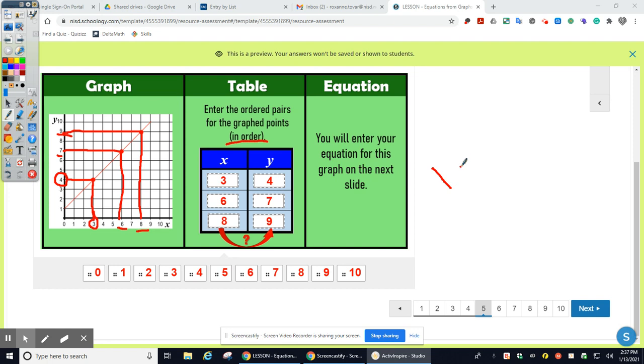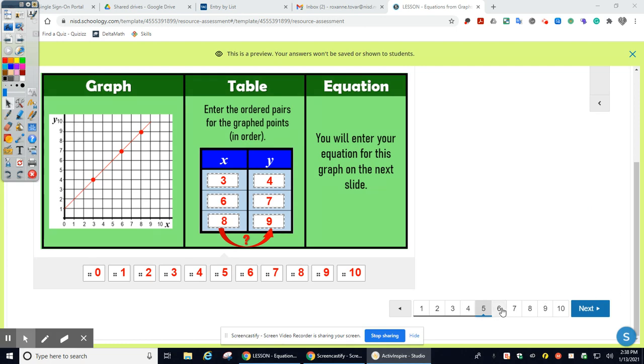Remember, you're always going to start with your y equals. What is it that we're doing to x to get to y? Now, we know it's going to be an additive graph because we did not start at the origin. So how do I get from 3 to 4? Okay, I add 1. 3 plus 1 is 4. 6 plus 1 is 7. 8 plus 1 is 9. So I would take x plus 1 to find my output, my y value.